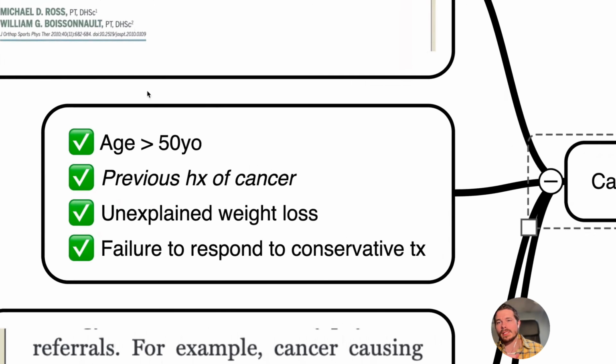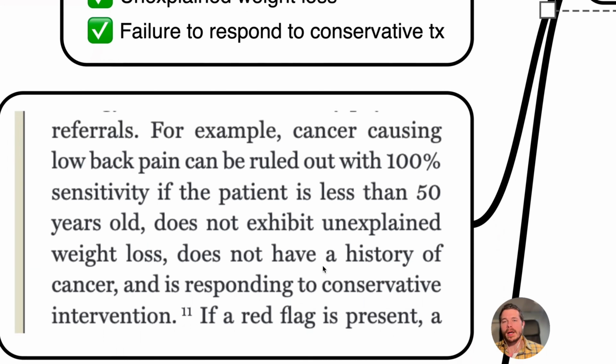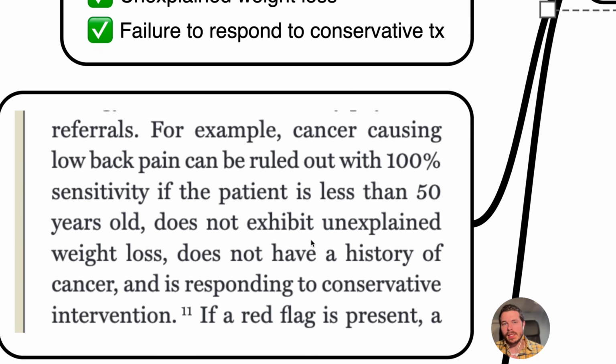Well, what we see is that if you're greater than 50 years old, if you have a previous history of cancer, that's actually the biggest predictor of cancer being the cause of your back problem. If you have unexplained weight loss, and if you've failed to respond to natural treatment, then the chances, again, go up. Now, that being said, given this article, for example, it says, cancer-causing back pain can be ruled out with 100% sensitivity, or we'll say certainty, if you, the person with pain, is less than 50 years old, does not exhibit unexplained weight loss, does not have a history of cancer, and is responding to natural treatment.